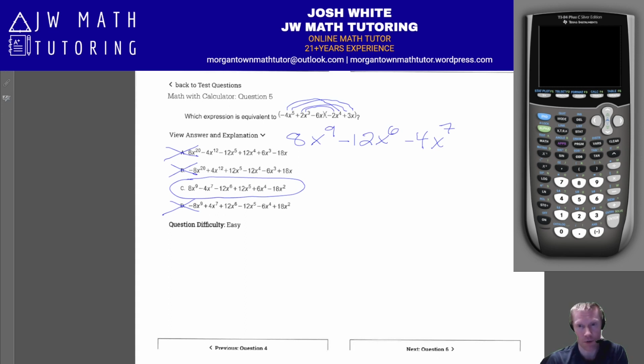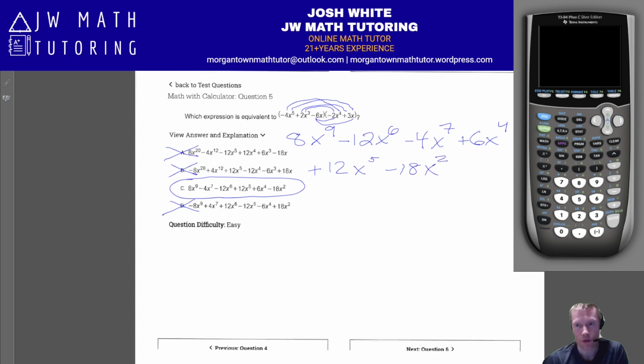Okay, so continuing, we now have the 2x cubed times 3x. That is going to be positive 6x to the fourth. And then the last term, we can go underneath here, times the next 2 terms. We have positive 12x to the fifth. And then it's going to be minus 18x squared.